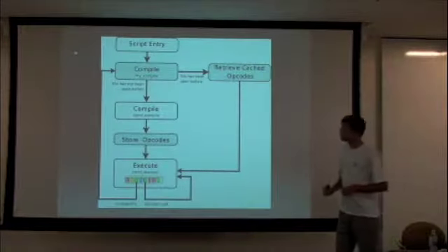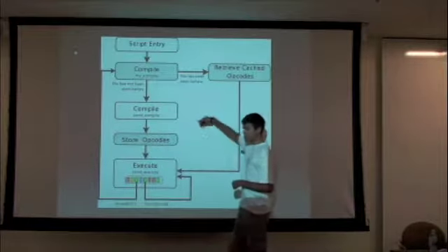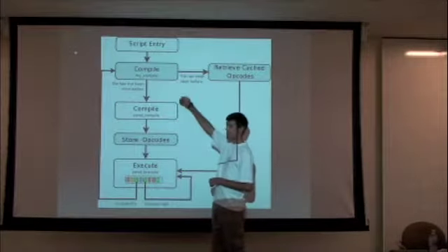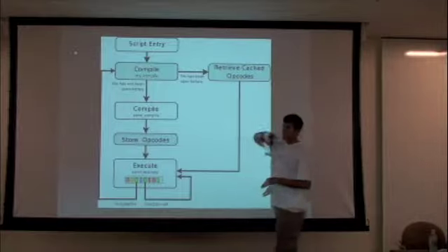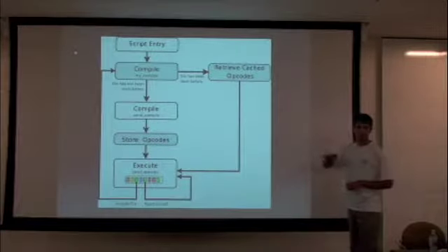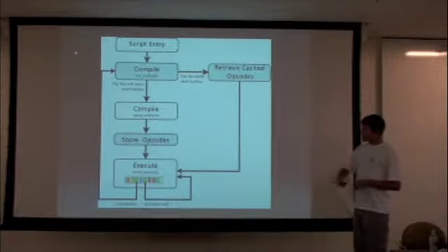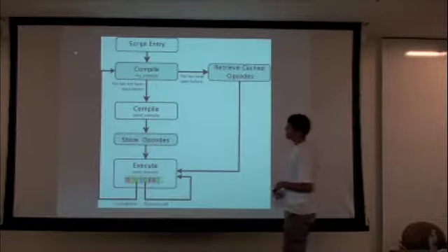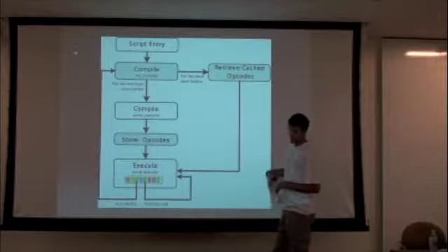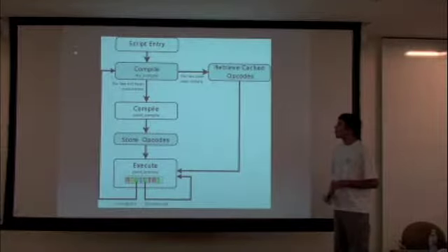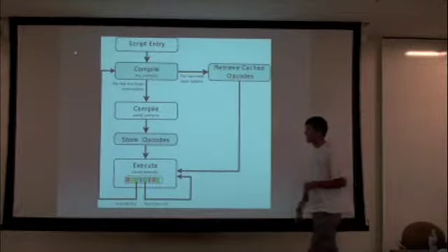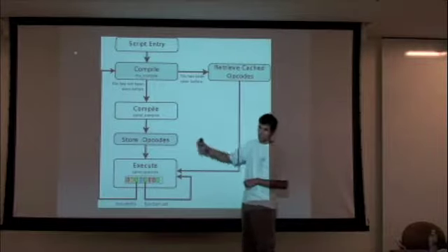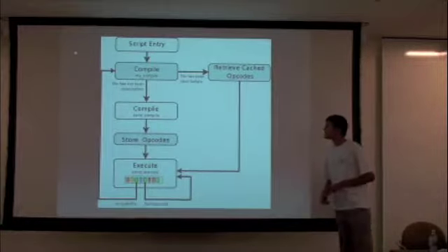bytecode caches do. What they do is replace the compile function, and then when they are asked to compile a file, they check the cache to see if the file has already been compiled before. If not, well, it just compiles normally.